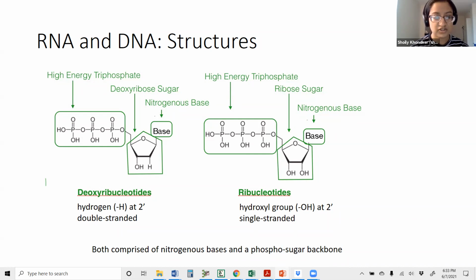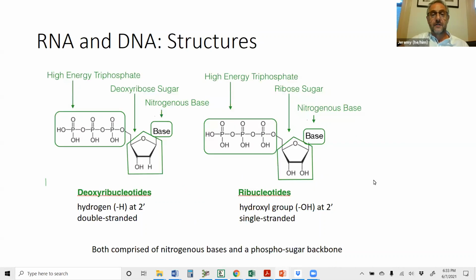As Jonathan also mentioned, another major difference between DNA and RNA is that DNA is double-stranded, RNA is single-stranded. Both are comprised of nitrogenous bases, which are represented here, and they also contain a phosphosugar backbone, which is formed through this high-energy triphosphate structure, which is shown here.